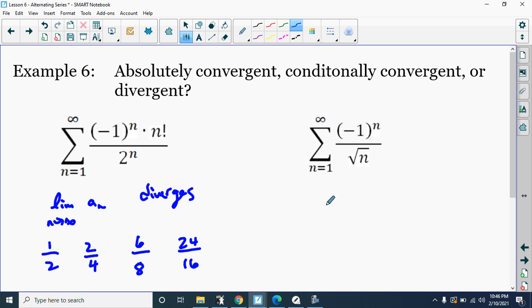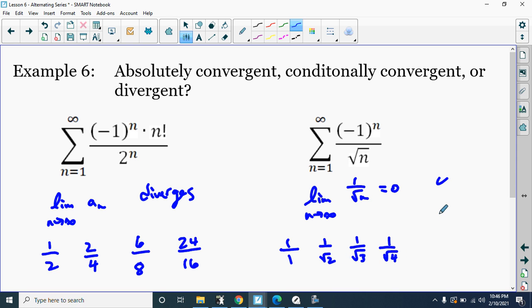The second one is very similar to the one that we did in example 5. The limit as n approaches infinity of 1 over root n is indeed 0. And 1 over 1, 1 over root 2, 1 over root 3, 1 over root 4. These terms are indeed decreasing. So this series converges.